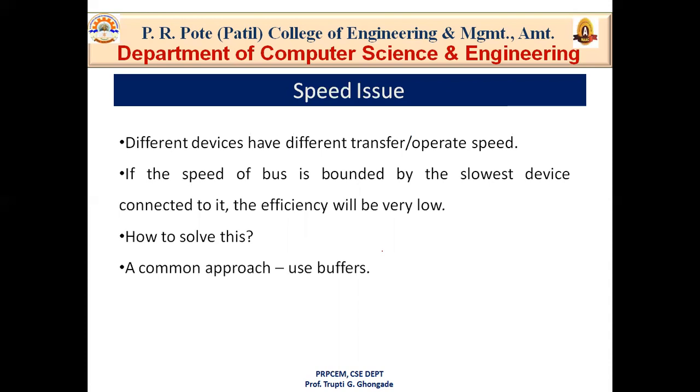So smoothing out the differences in timing among processors, memory, and external devices is very necessary. If the speed of the bus is bounded by the slowest device connected to it, the efficiency will be very low. So how do we solve this efficiency and speed issue? For this, there is another approach, that is, using buffers. The common approach is to include buffer registers with the devices to hold the information during transfer.